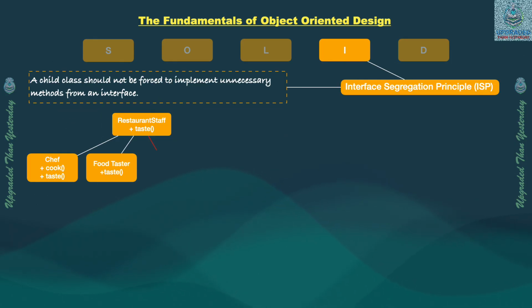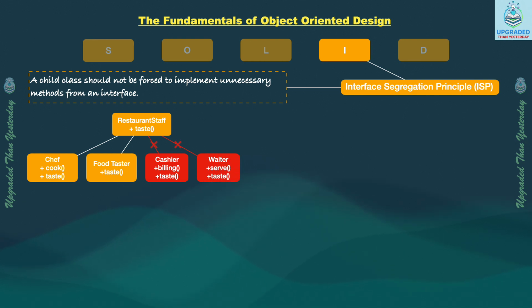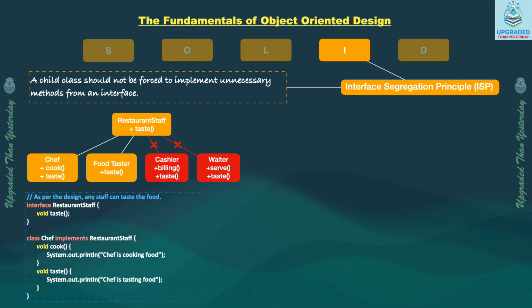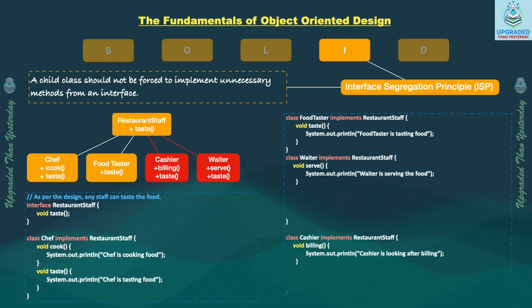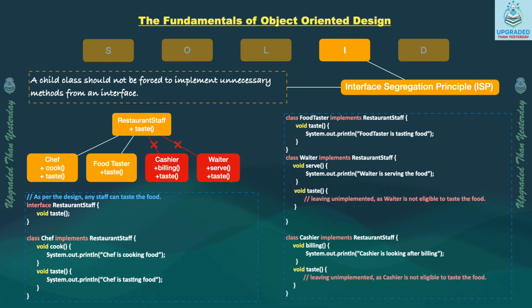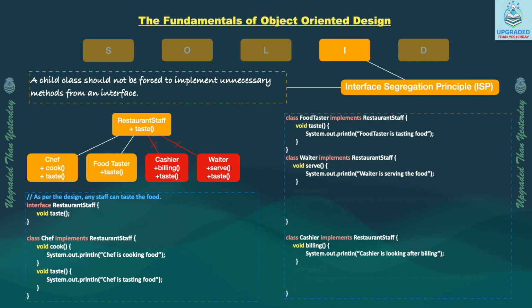Now suppose cashier and waiter are two subclasses inheriting restaurant staff, as they are naturally a type of restaurant staff. A cashier looks after the billings and a waiter looks after the services to be provided to a customer. Since these classes are subclasses of restaurant staff, by default they are eligible to taste the food. But a cashier should not be eligible to taste the food. It should only look after the billings. Similar case with a waiter. It should only look after serving the food.